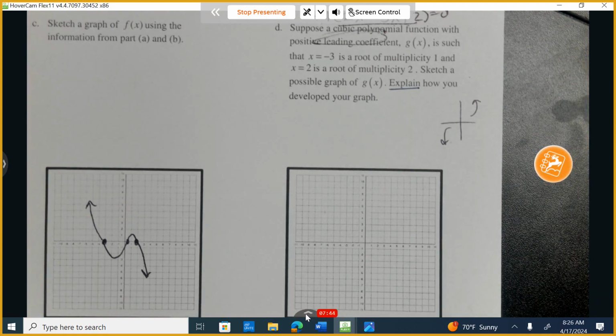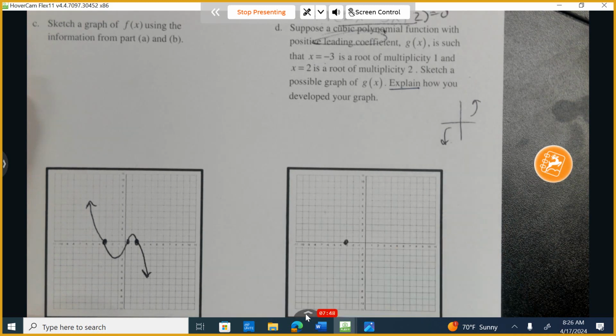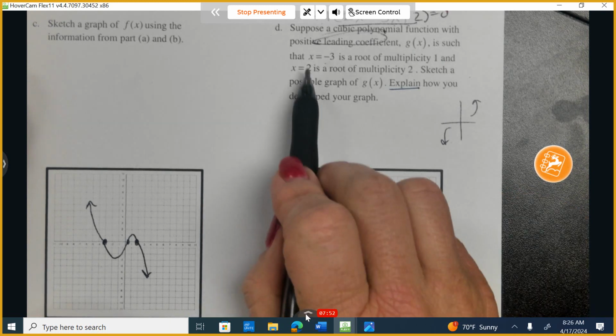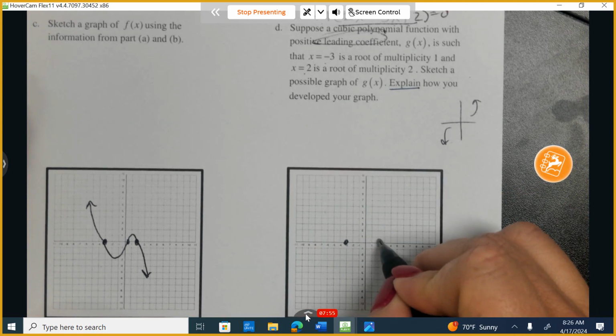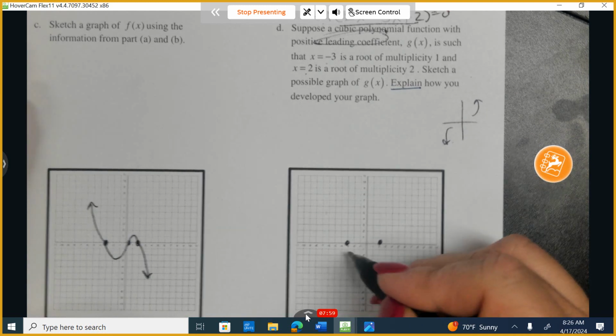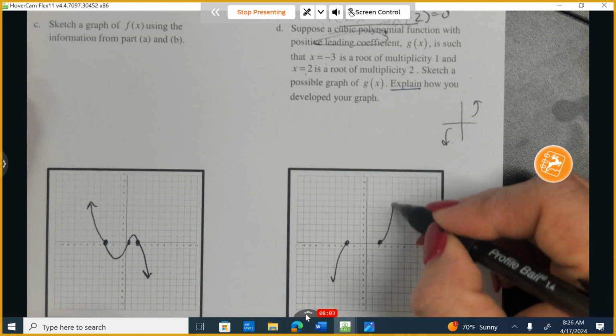It tells me that -3 is one of the roots, or the zeros, or the x-intercepts, and it has a multiplicity of 1. That means it cuts straight through at that point. And at +2, it has a multiplicity of 2. That means it bounces off. Okay, so from these two, it's going to go down on the left. It's going to go up on the right.